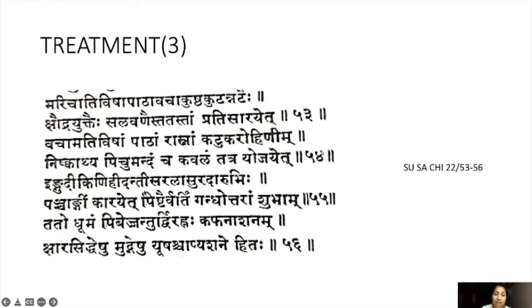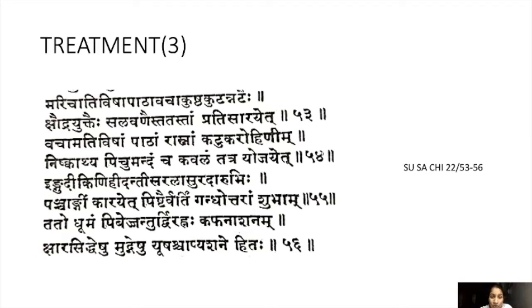Ingudi Kinihi Dandi Sarala Suradarubihi Panchangim Karayir Prishter Vartim Gandha Uttaram Shubham Tado Dhumam Pibet Jandur Dvirachna Kafanashanam Shara Siddheshu Mudgeshu Yushascha Apyashane Khidaha. So after doing Chedana, you can go for Pradisarana using Marija, Adivisha, Pada, Vaja, Kushta and Kudanada. You have to mix with Lavana and Shaudra and do Pradisaranam.